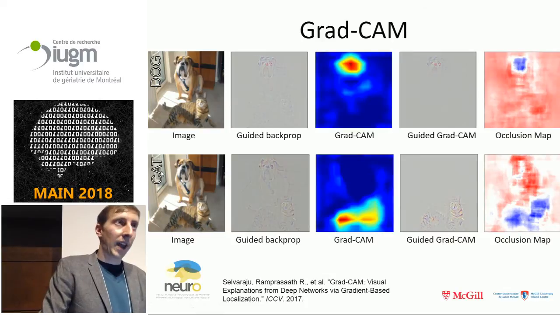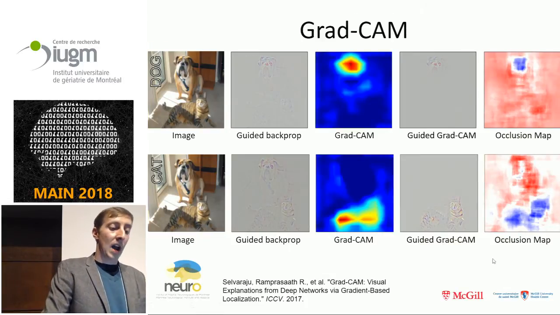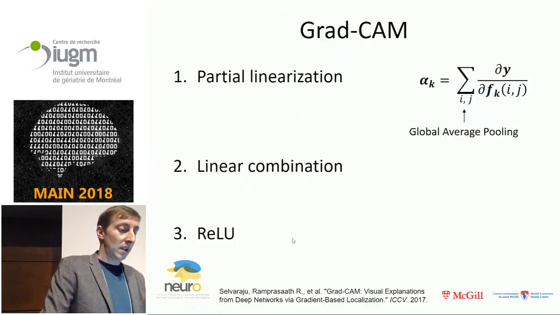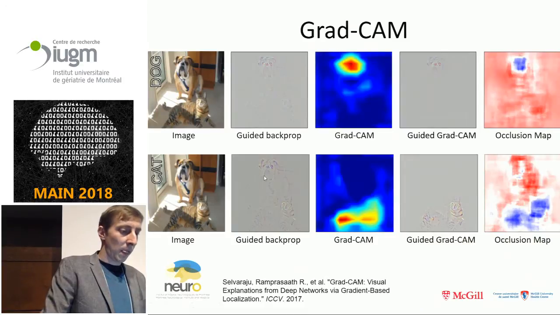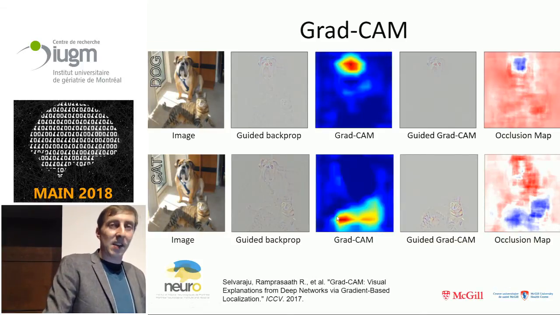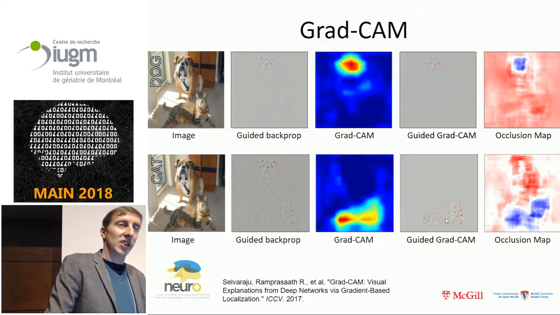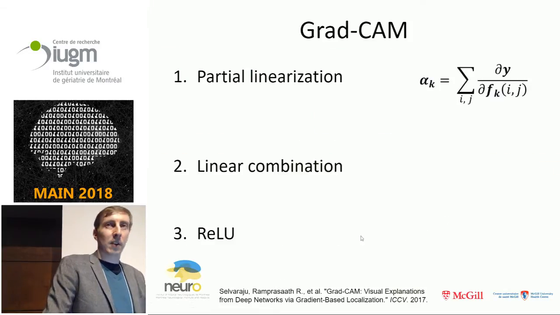And for the cat class, you end up with a different prediction. Whoops, I scrolled. So now with guided backprop, you can see the dog and the cat. The heat map activates the cat more fully, but doesn't pick up on the individual features of it. If you multiply them, it gives you just the cat. So this is a pretty cool technique.